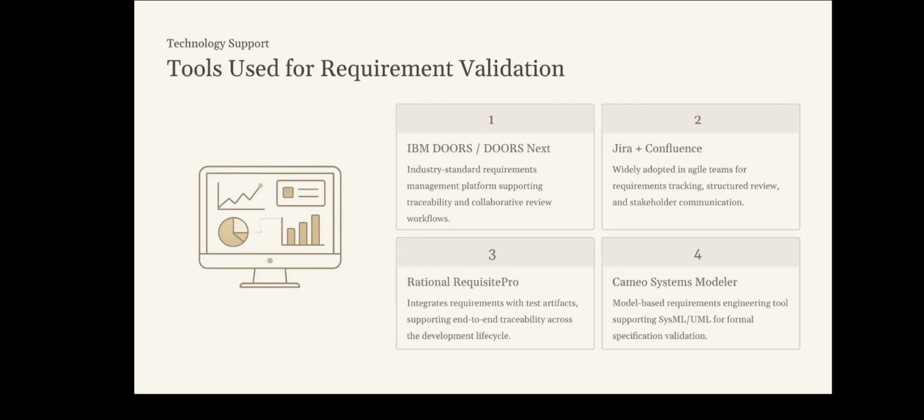Tools used for requirement validation. To support validation, various tools are used in the industry. For example, IBM DOORS or DOORS Next is used for requirement management and traceability. Now, Jira and Confluence are commonly used in agile teams for tracking and collaboration. Rational RequisitePro helps in linking requirements with testing. Cameo Systems Modeler supports model-based validation using system diagrams.